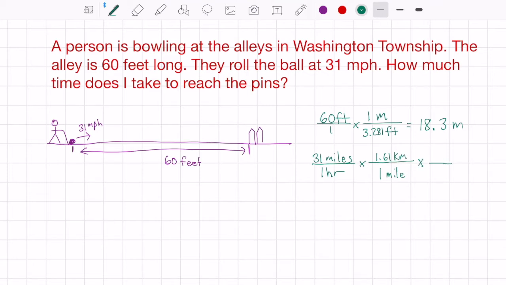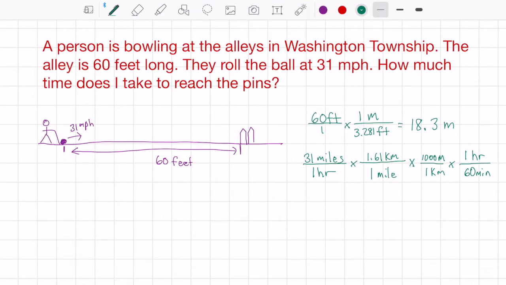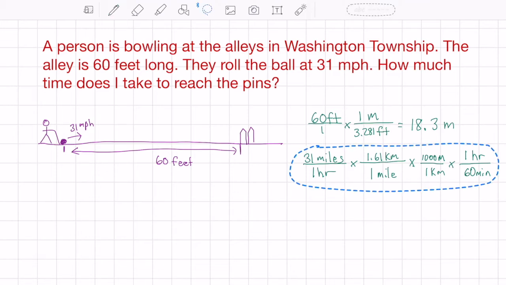Now we want to convert, so we say 31 miles over 1 hour. We convert the miles into kilometers. There is 1.61 kilometers in a mile. We then convert the kilometers to meters. There are 1,000 meters in a kilometer. Now we need to convert the time, so we get rid of 1 hour and we turn it into minutes. I kind of ran out of room here, so I'm going to do a quick grab of this text and move it.